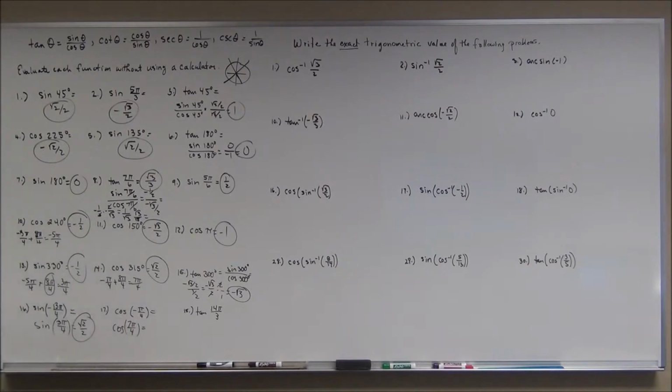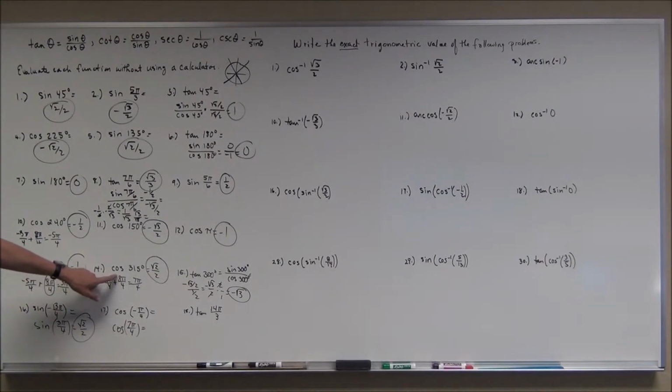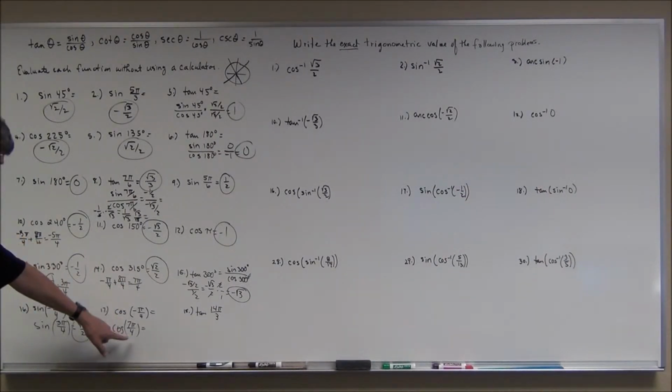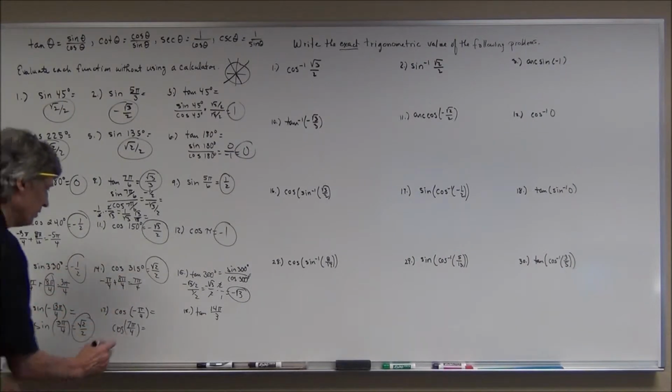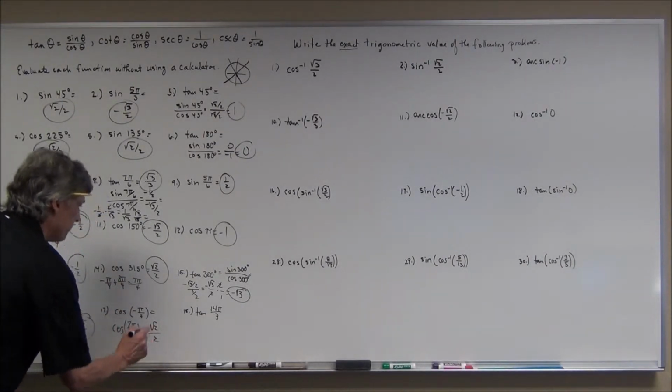Well, the cosine of 7 pi over 4, have I done that one? I feel like I've done that one too. Maybe not. I sure did right there. The cosine of 315 degrees is the same as 7 pi over 4. So this is the square root of 2 over 2 as well.